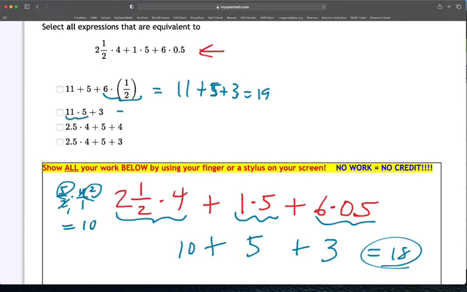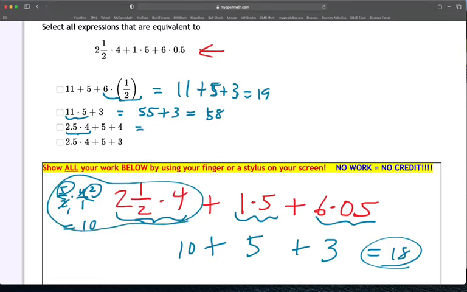Let's go to the second possible answer. We have 11 times 5 is 55. And 55 plus 3 is clearly not 18. Just for the heck of it, I'll go ahead and figure out that that is 58. In the third possible answer, we have 2.5 times 4. Well, we did that multiplication really down here. That's 10 plus 5 plus 4. Well, that's 19. That's not the 18 that we needed.